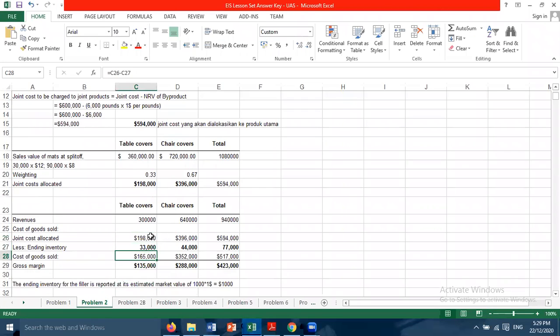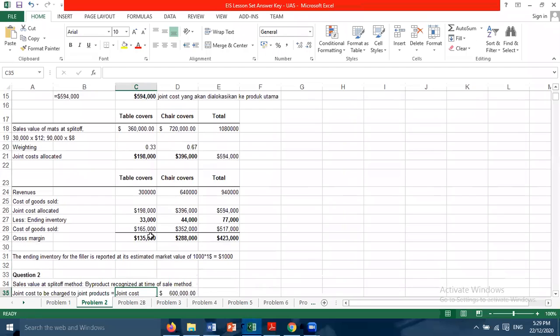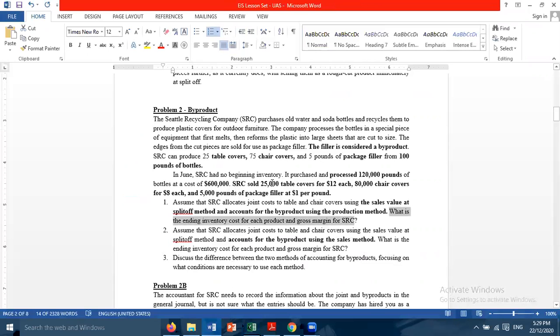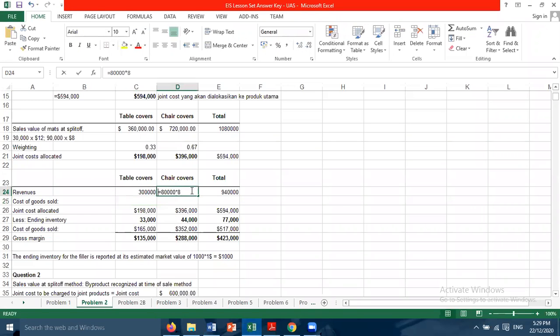So easy enough, gross margin is literally just revenue minus cost of goods sold. So all we need to do is find the revenues, or the amount sold, which is provided here: 25,000 times 12 and 80,000 times $8, which gives us 640,000 and 300,000. And then we'll need to find the cost of goods sold. As there are no separable costs here, the cost of goods sold is simply the joint cost allocated minus the ending inventory. As we already found the joint cost allocated, we just need to drag it out here.